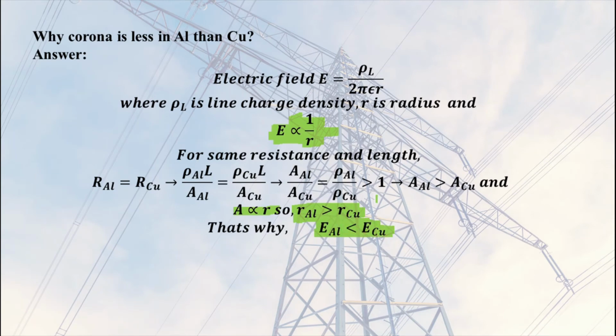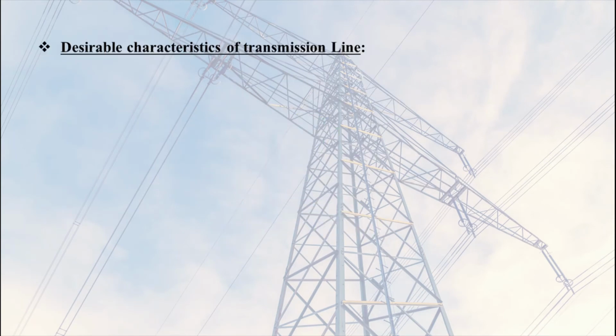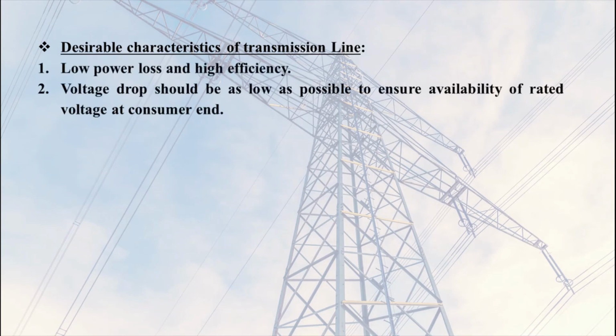Now we will discuss the desirable properties of transmission line, or desirable characteristics of transmission line. First desirable characteristic of transmission line is low power factor and high efficiency. Second is voltage drop should be as low as possible to ensure the availability of rated voltage at consumer end. So these are the two desirable properties of transmission line.